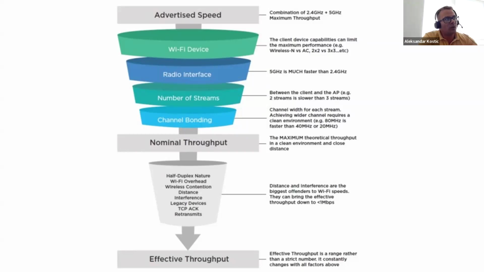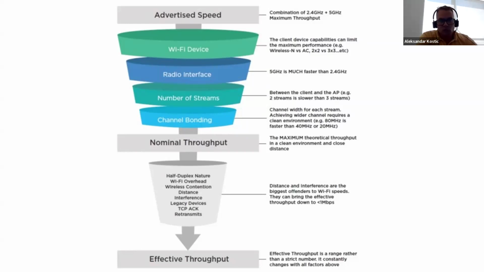And when all those elements are counted down, then we go from advertised to nominal throughput. And that is the maximum theoretical throughput in a clean environment with the end devices we have in place. So that is something that we cannot affect by changing the position, by changing the location of the access point. It is simply using the optimal interference setup and optimal transmit power.